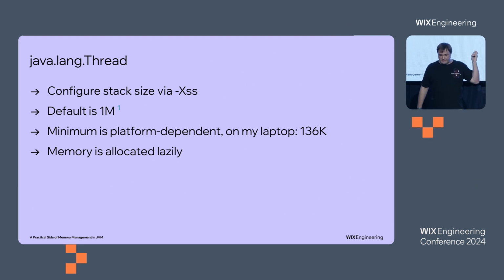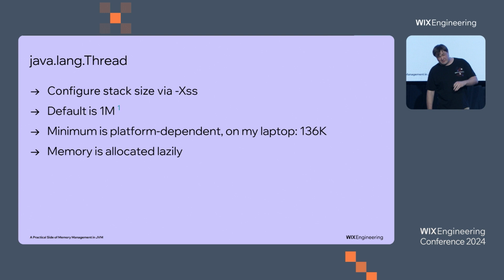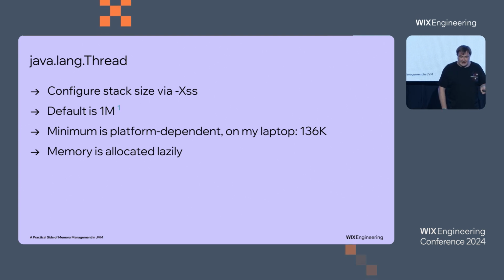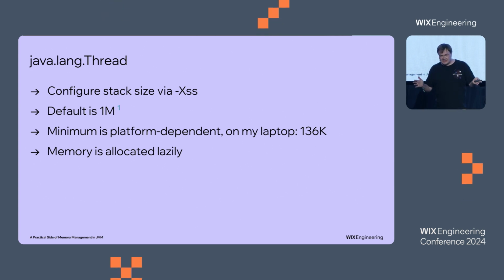We can configure it with the option Xss. By default, it's 1 megabyte. Minimum is platform dependent. On my laptop, it's 136 kilobytes. The important part is that this memory is not allocated immediately. Like when you create a thread, you don't allocate 1 megabyte of data.